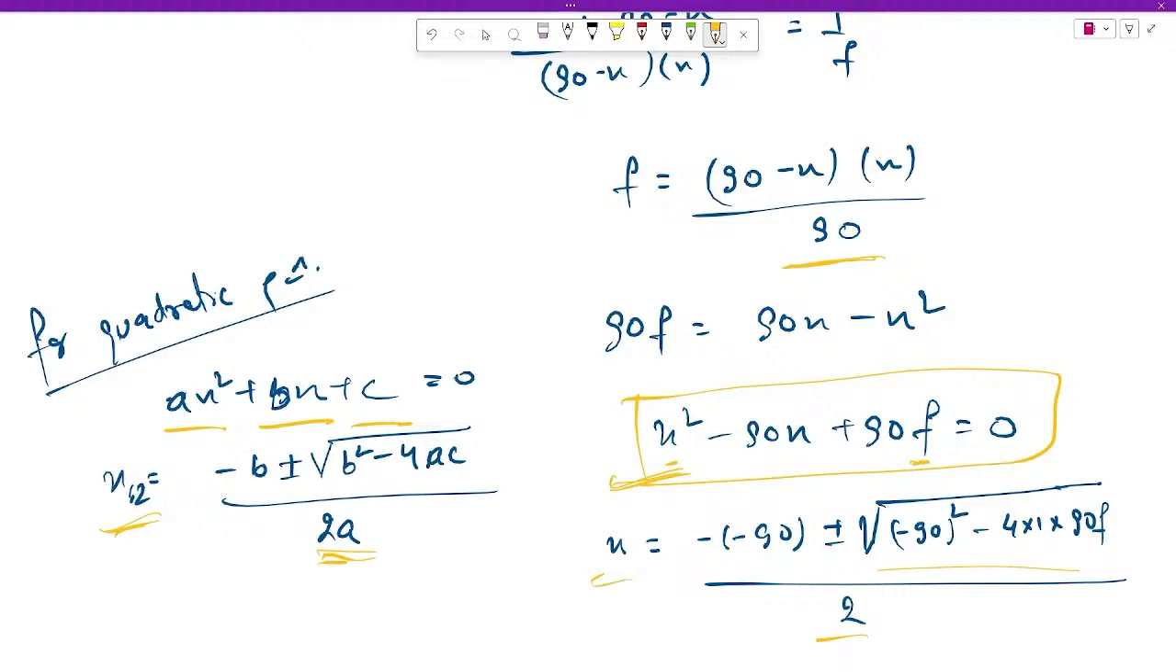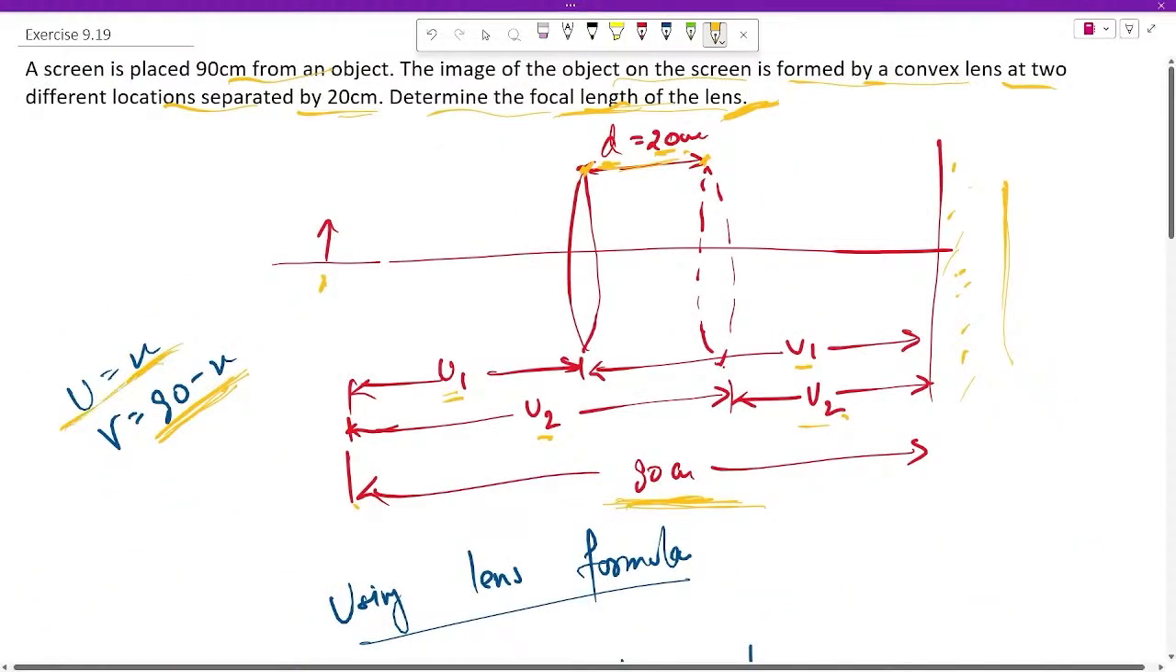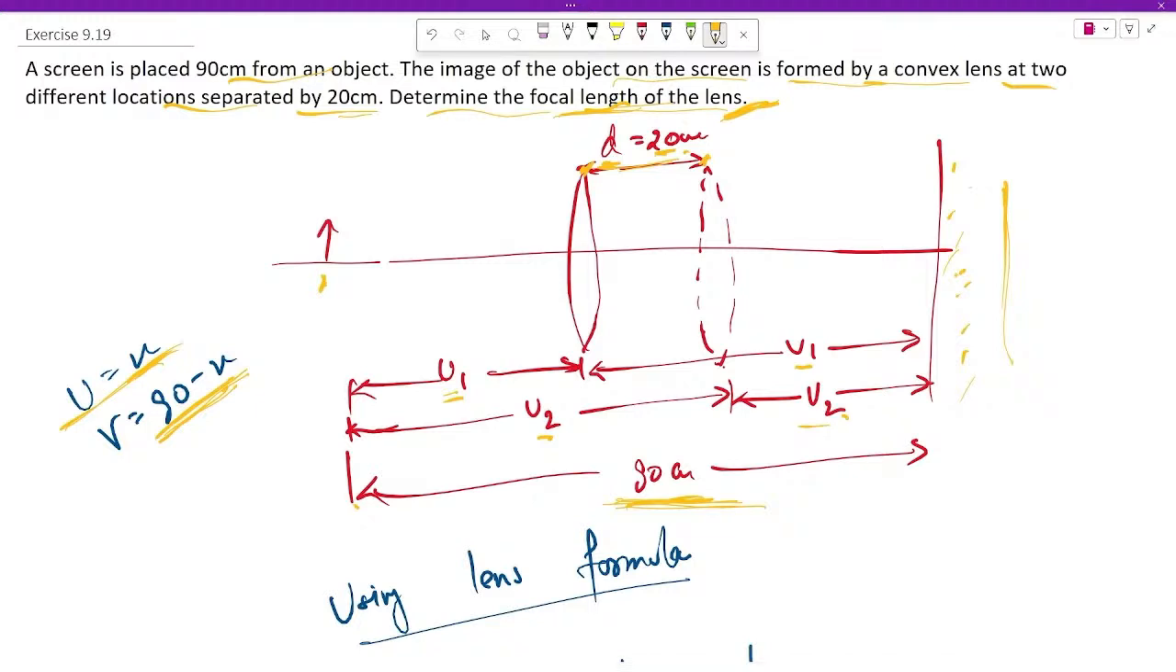We know that x is the solution for the value of u, that is the distance between the object and the lens. So we also know that the difference of the positions that we have taken earlier, u2 minus u1, would be equal to d, that is the distance of separation, 20 centimeter. So we can write u2 minus u1 equals 20 centimeter, or the first solution minus the second solution equals 20 centimeter, or the distance of the first solution minus the distance of the second solution equals 20 centimeter.